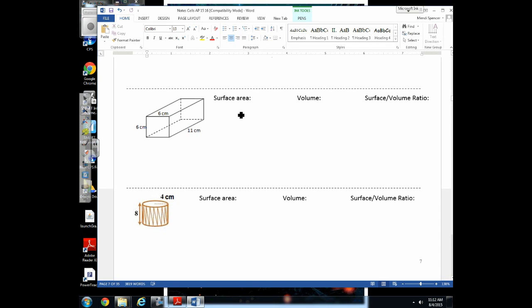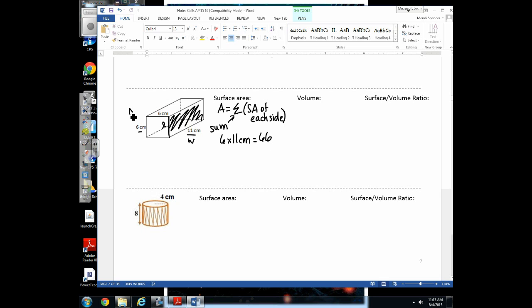The surface area of this rectangular column equals the sum, so that crazy E means sum, of the surface area of each side. We're going to calculate the surface area of each side, and we're going to add those together to find the total surface area. So let's focus on that first. Let's calculate the surface area of one side. Let's start over here. Remember, surface area is length times width. So if this is considered the width, then this can be the length, which is 6 centimeters. So we have 6 times 11 centimeters, and that gives us 66.